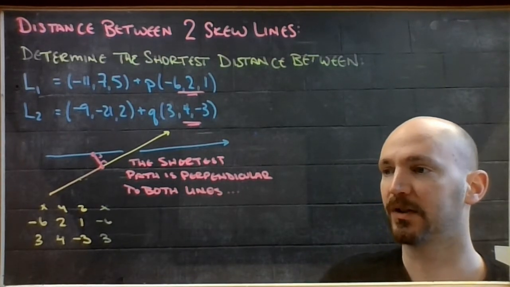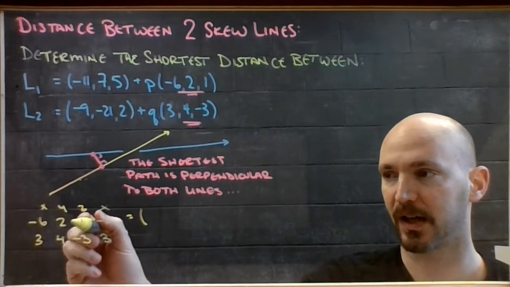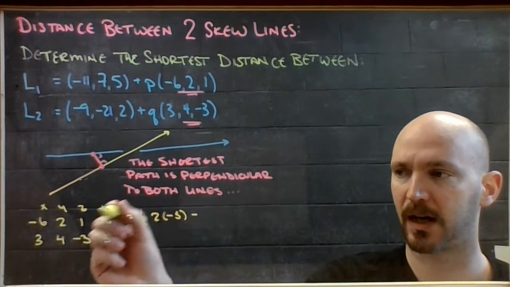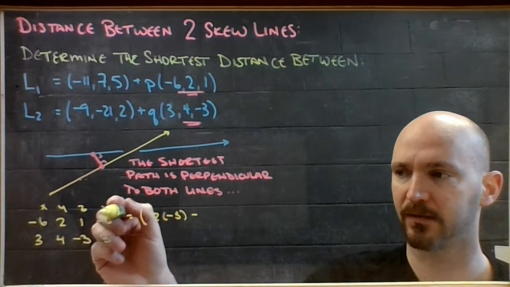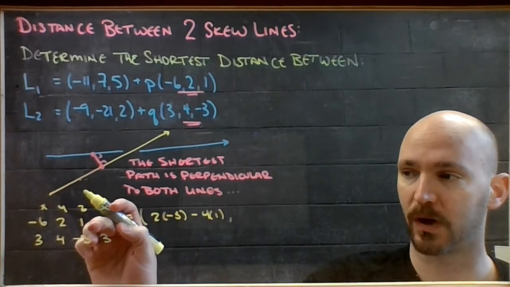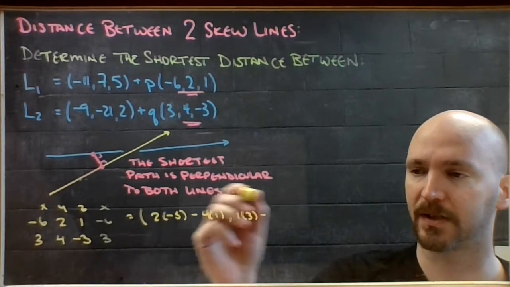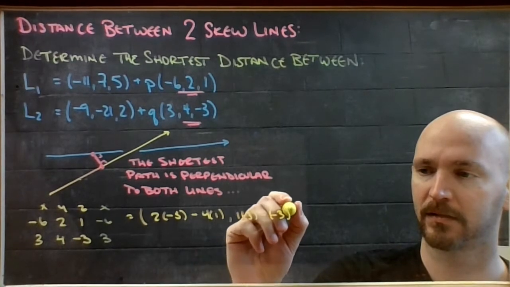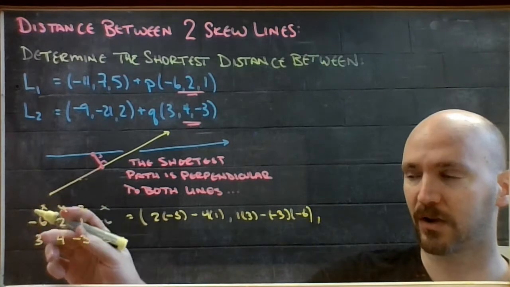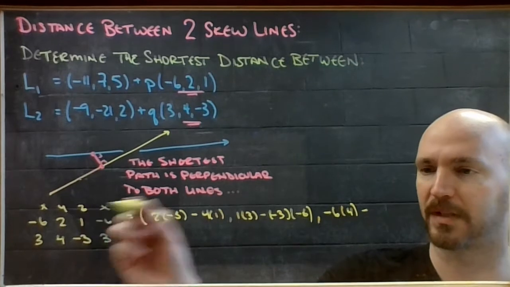so that when I go to do this cross product, to get my x values, I do y times z minus y times z, 4 times 1. To get my y, it would be 1 times 3 minus -3 times -6. And to get my z, I would use these two columns. It would be -6 times 4, subtract 3 times 2.